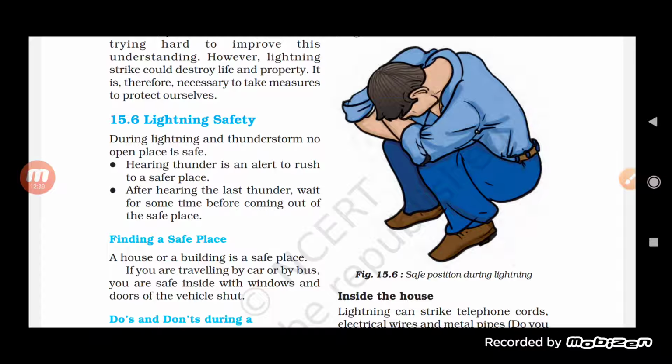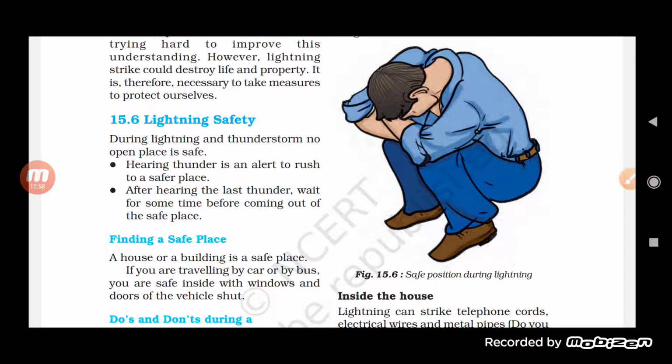So what is the place where we find it safe? A house or a building is a safe place. And if we are traveling by a car or by a bus, it will be safe to remain inside by keeping the windows and the doors of the vehicle shut. So this is a place in which we can make ourselves safe.